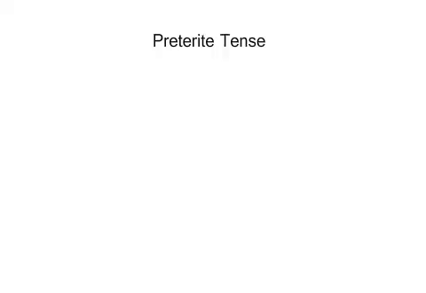There are two basic ways to talk about the past in Spanish, the imperfect tense and the preterite tense. In this tutorial, we're going to take a look at the preterite tense.